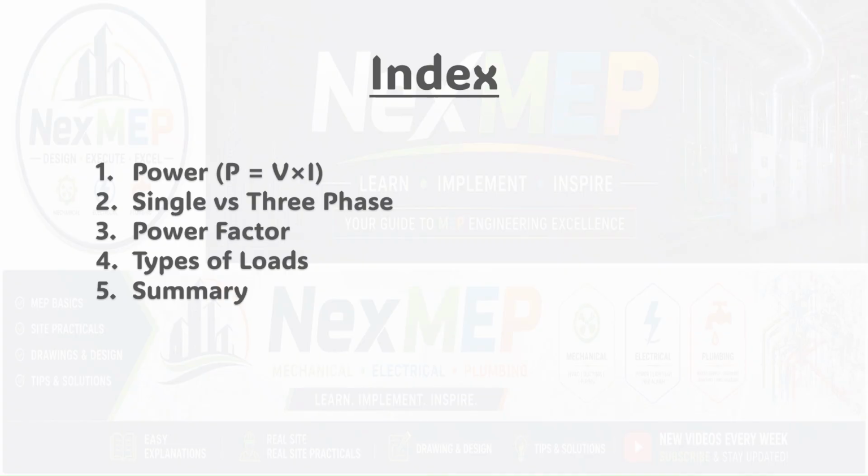Before we jump in, here's a quick look at what we'll be covering in this video. First, we'll understand power and the golden formula P equals V times I. Then we'll compare single-phase and 3-phase supply. After that comes one of the most important concepts in real-world engineering, power factor. And finally, we'll wrap up with the types of electrical loads. Stay till the end because there's a quick summary to help everything stick.